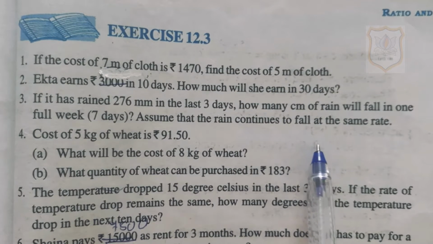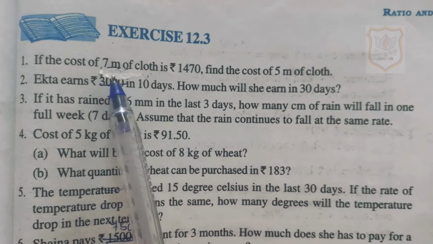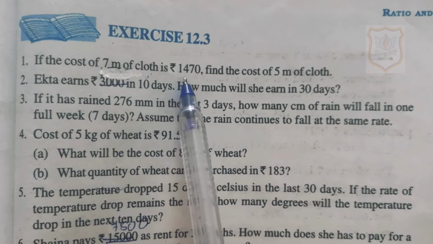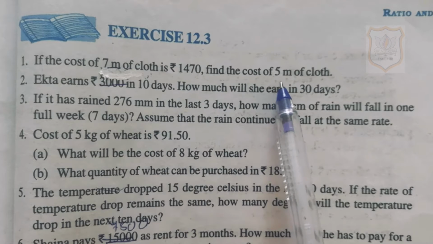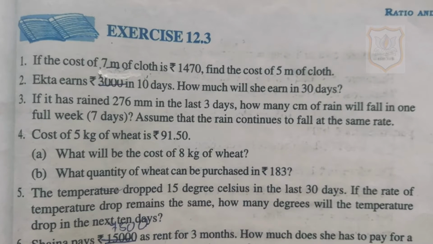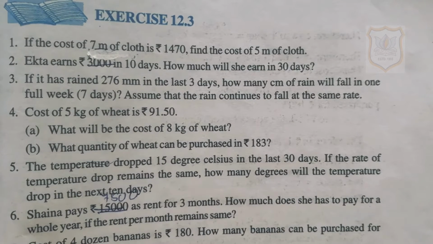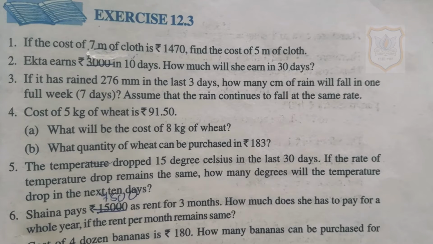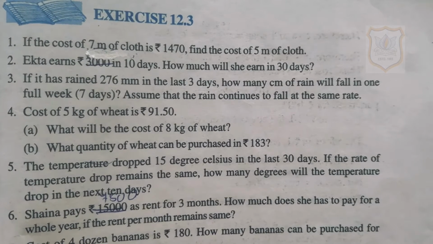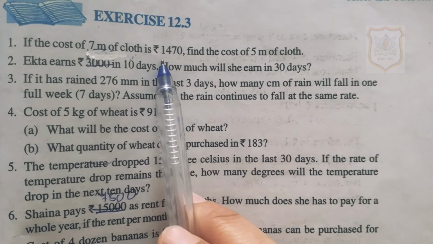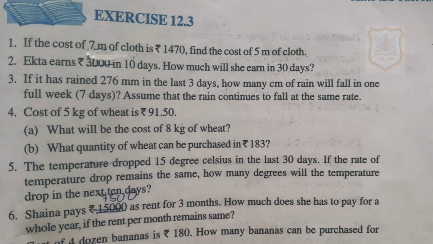Students, here what is given in the question is that the cost of 7 meter of cloth is rupees 1470. We have to find out the cost of 5 meter of cloth. And students, here some correction is there. In some of the books, the cost of 7 meter of cloth is rupees 294. Instead of 294, write 1470.